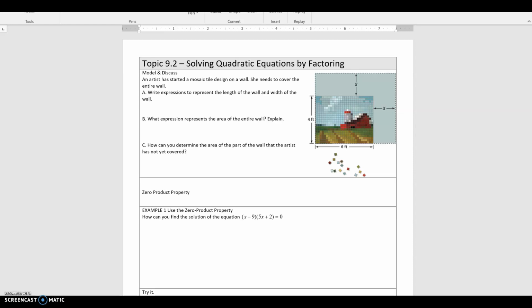Okay, so it says write an expression for the length and the width. So the width would be x plus 4, and then the length would be 6 plus x.